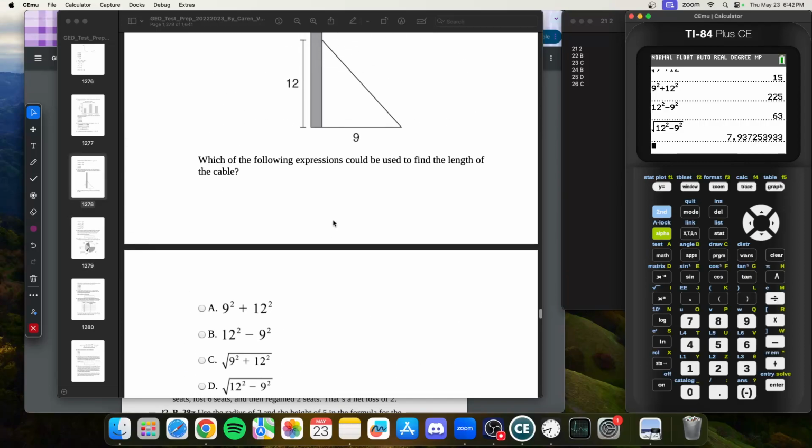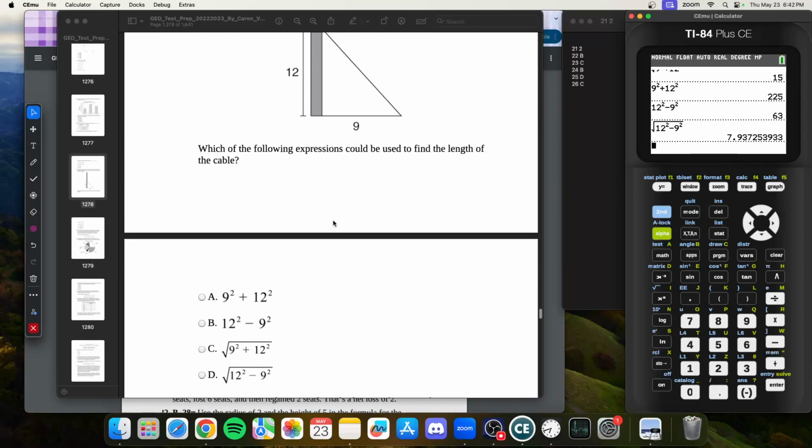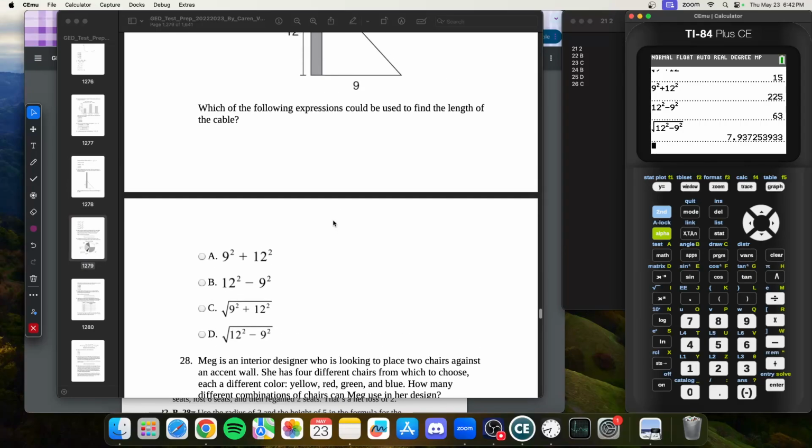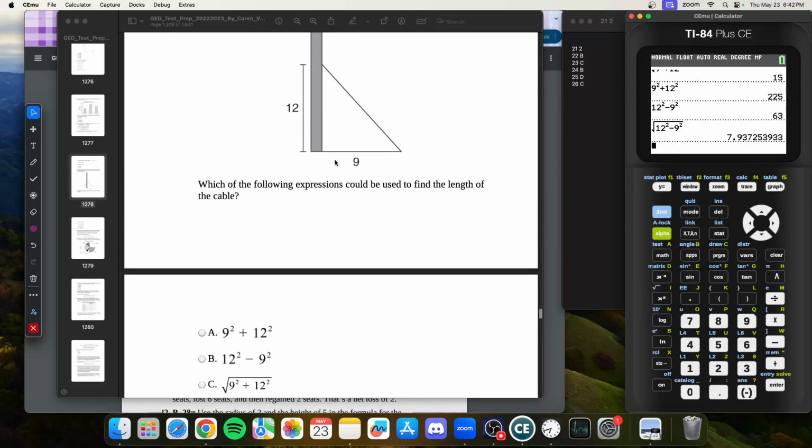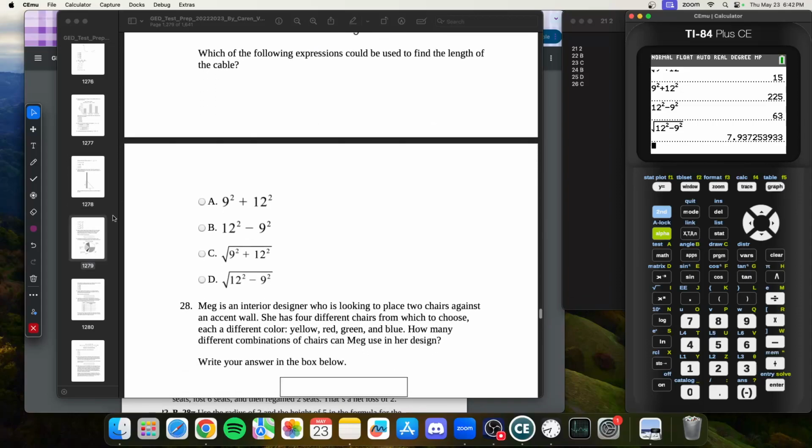This one is not that bad. Hopefully you just know how to do the Pythagorean theorem. But even if you don't, you can use some basic common sense. This is somewhere around 15. It's actually exactly 15, but maybe you can tell it's going to be somewhere around 15. The only one of these answer choices that's even remotely close to the correct answer is C. All the other ones are ridiculous. It's not 200. It's not 63. It's not 8.